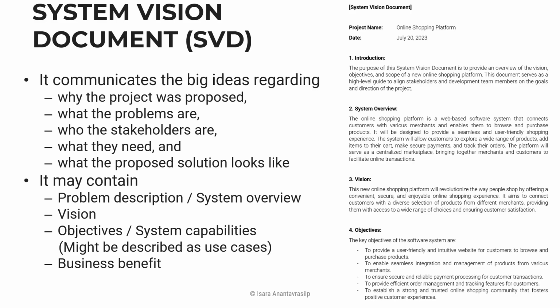So on the right hand side here, we have the examples of the SVD. The SVD usually starts with, of course, the project name. What are you going to do? The date of the documentation. And then we have the introduction, system overview, vision, objectives. We have several more sections, and let's have a look at each section and let's see what they say.